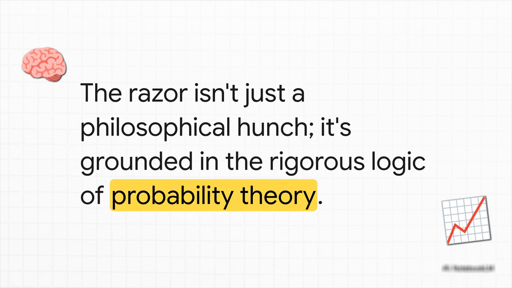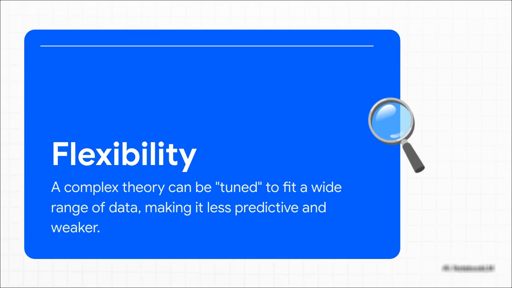And the whole thing boils down to one single concept: flexibility. A complex theory, one with a ton of moving parts and extra assumptions, is what we'd call highly flexible. You can twist all its little knobs and dials to make it fit almost any data you find. Now, that might sound like a good thing, like the theory is really powerful, but it's actually a huge weakness. A theory that explains everything really predicts nothing at all.